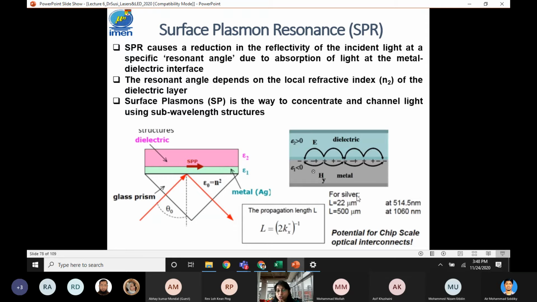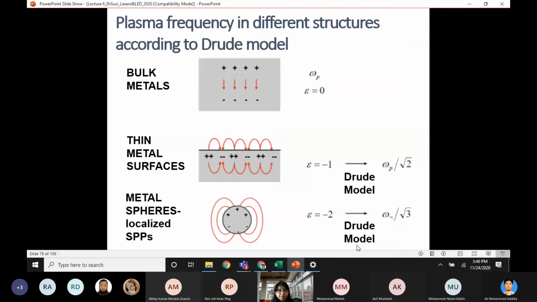And if you notice this electron gas formation, there is a distance covered by this electron gas. For example, if you're using silver, this propagation length is about 22 microns at 514 nanometer wavelength, and it can go up to 500 microns if you are using a longer wavelength, 1060. So there's a potential to use this electron gas effect for chip-scale optical interconnects.